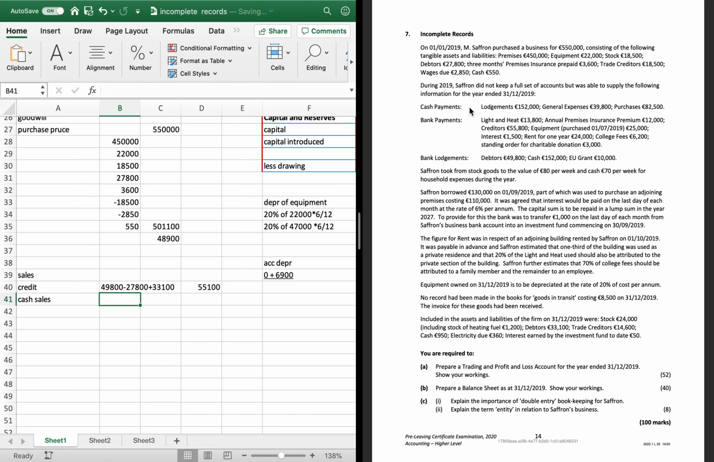Your cash sales is all of your cash payments. So in this case, 152 plus 39.8 plus 82.5. And then you also have to add in your cash drawings. So you take 70 a week by 52.